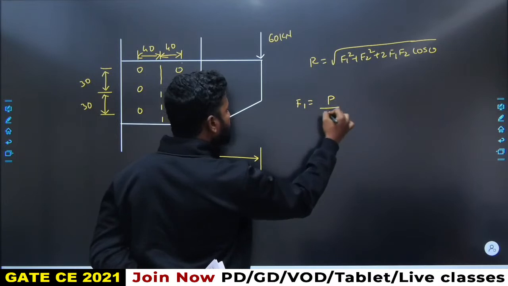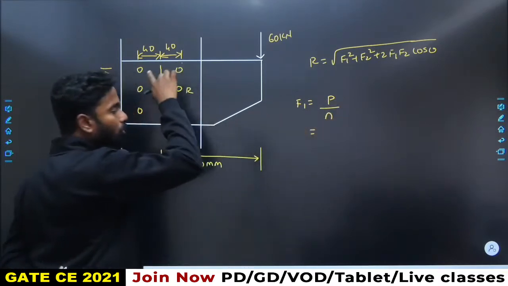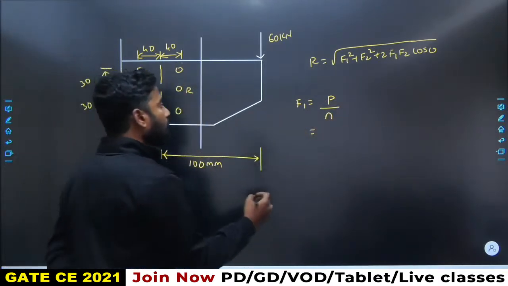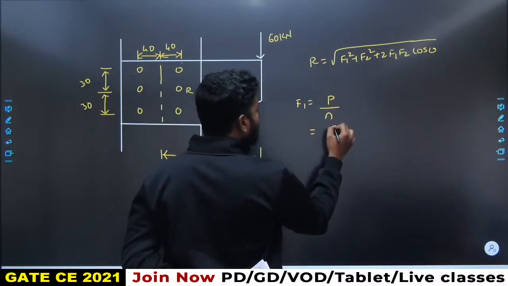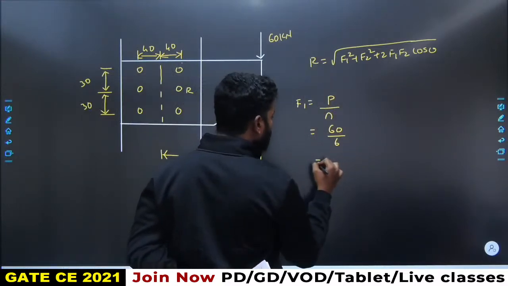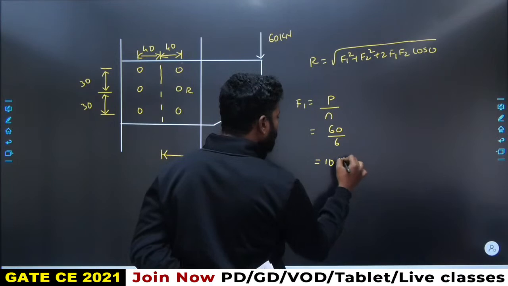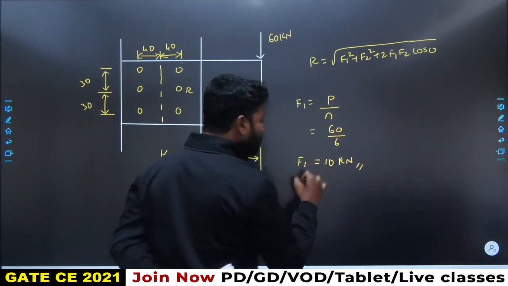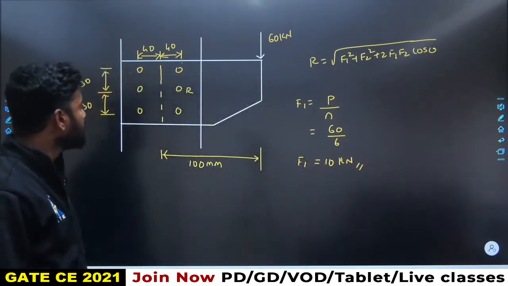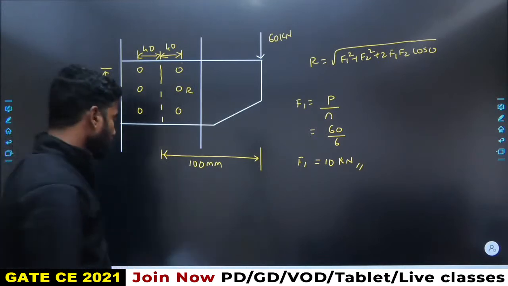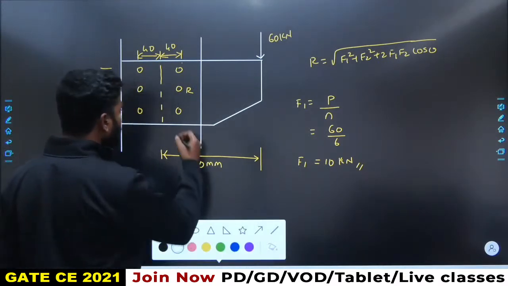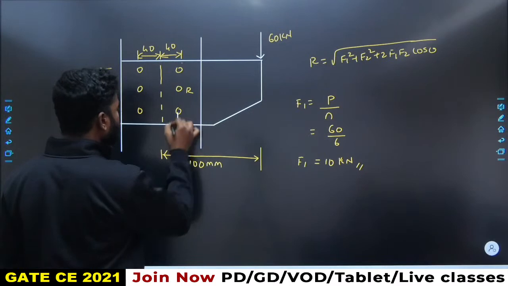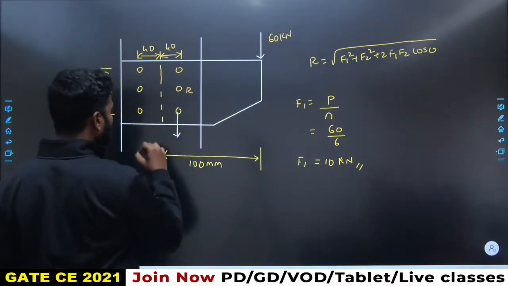F1 is equal to P upon number of bolts, because all the bolts are of equal area. P is given as 60 kilonewtons, so 60 kilonewtons upon 6 bolts gives F1 equals 10 kilonewtons. And F2, let us say this is F1; F1 will be acting something like this.